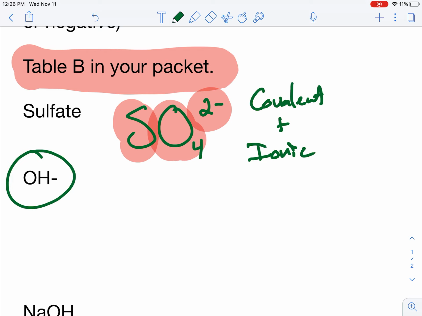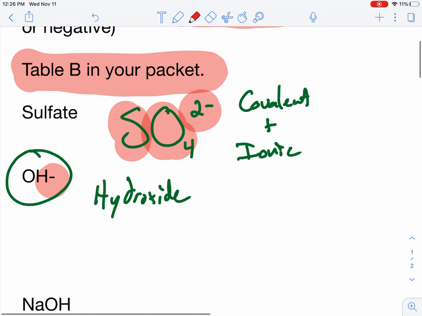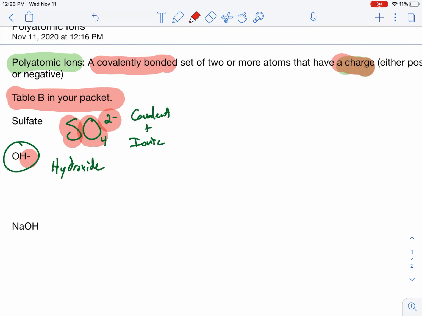Kind of cool. OH negative. OH negative, by definition, is hydroxide. That means the oxygen and the hydrogen are covalently bonded. They're sharing electron pairs, but they've also gained an electron. All right, and it's very unique. These could be positive, they could be negative.